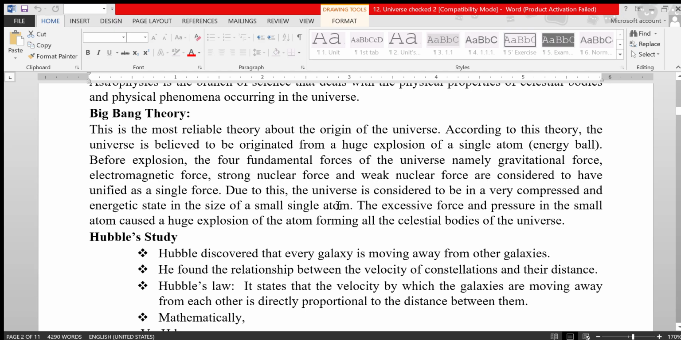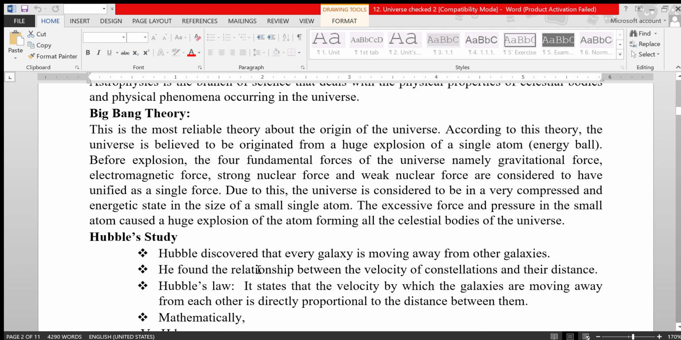Due to this, the universe is considered to be in a very compressed and energetic state in the size of a single atom. The excessive force and pressure in the small atom caused a huge explosion of the atom, forming all celestial bodies of the universe.